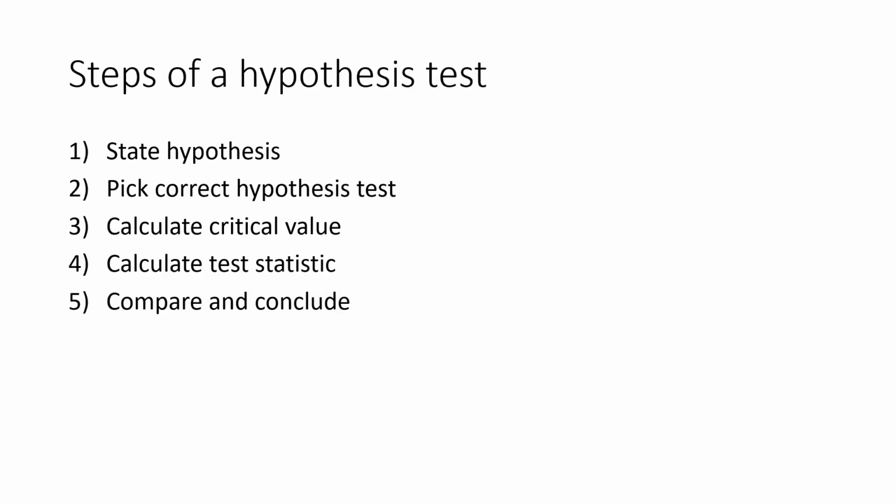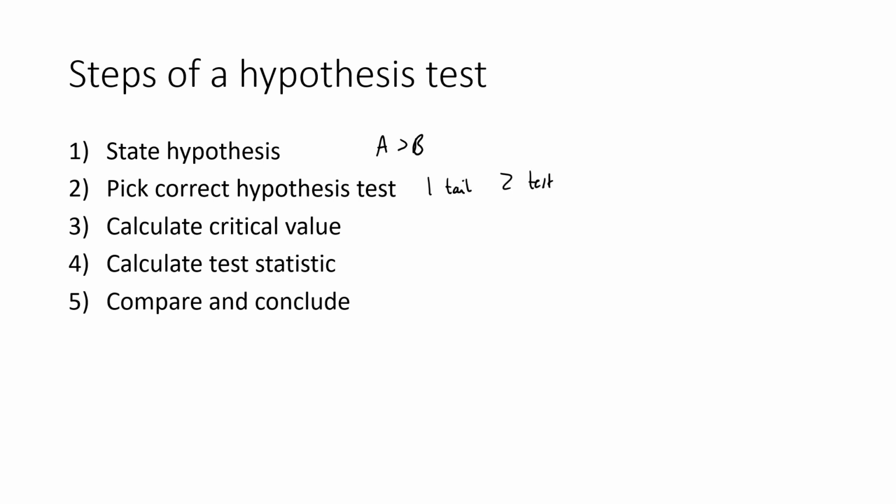Here are the steps that you do in a hypothesis test. The first thing is to write the hypothesis. So maybe medicine A is better than medicine B. Next, you pick a correct hypothesis test. So maybe a one-tailed z-test.